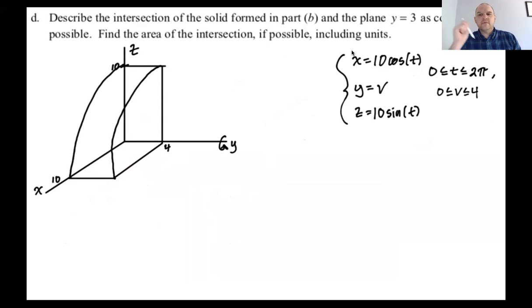the picture. In this question, what we want to do is intersect the solid that we formed in part B with the plane y equals 3, and describe it as thoroughly as possible. So let's see. First, I'm going to try to draw it. So, all right, y equals 3.